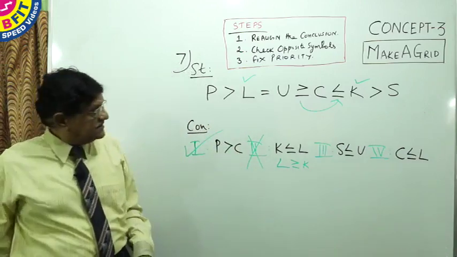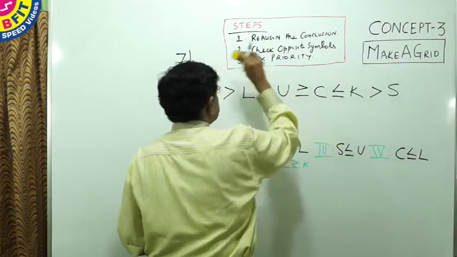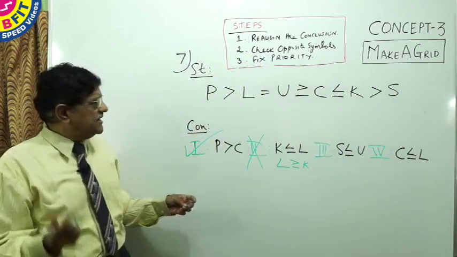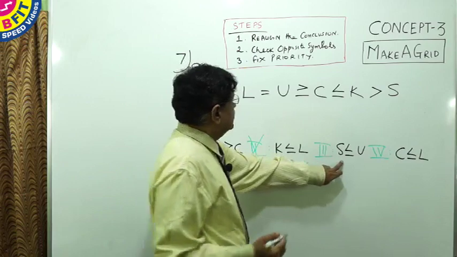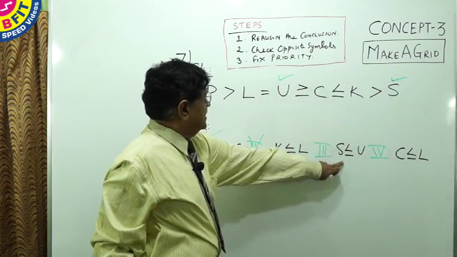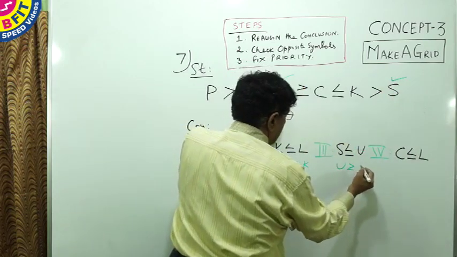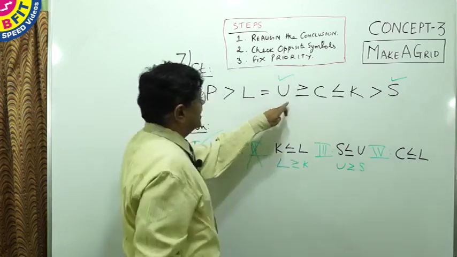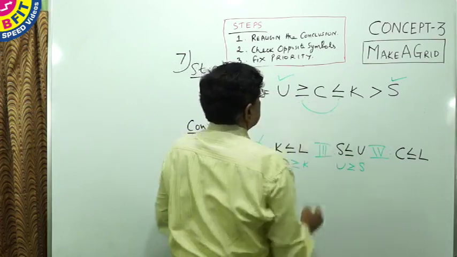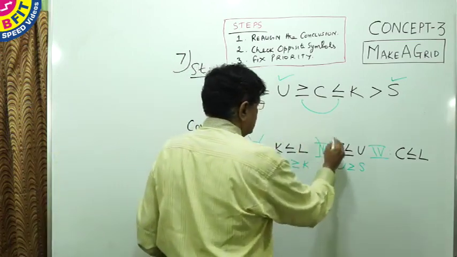Let us go to the third conclusion. We can do it very quickly. Once you practice, the answers will come in a jiffy. S and U. S is here, U is here. Now it is not in the same order. Therefore we redraw. U is greater than or equal to S. Now look at the symbols. Conflicting symbols are there. That means no conclusion is possible. Therefore this is not correct.